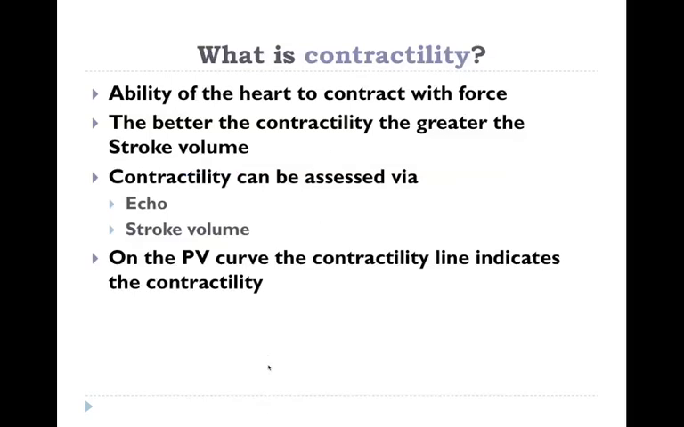The next concept is contractility, and it's basically the ability of the heart to contract with force. The better the contractility, the greater the stroke volume. You also have to consider how rapid the pressure over time curve is, which we'll talk about another time when we talk about cardiac waveforms. That rapidity of the angle will also tell you the degree of contractility. Contractility can be assessed very nicely with echocardiography and can be indirectly valued by looking at stroke volume. On the PV curve, the contractility line indicates the contractility.